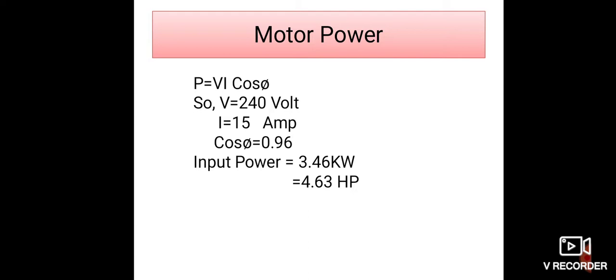If you put in these values, we get the input power of the motor as 3.46 kilowatt. If you convert into horsepower, we divide it by 746, and we get 4.63 HP.